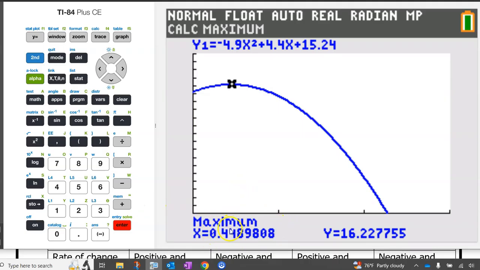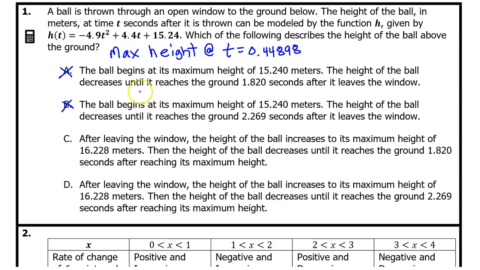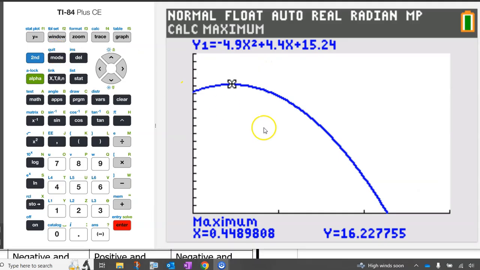So the ball reaches its maximum height of 16.228 meters at 0.4489808 seconds. Record that on your paper like this. Now let's find the time t when the ball hits the ground. We need to find the time when the height of the ball is 0. In other words, we need to find this x-intercept.